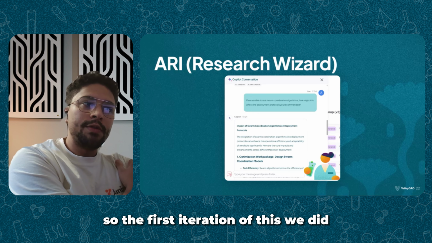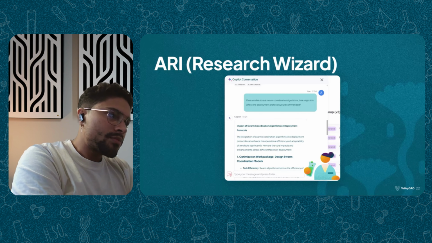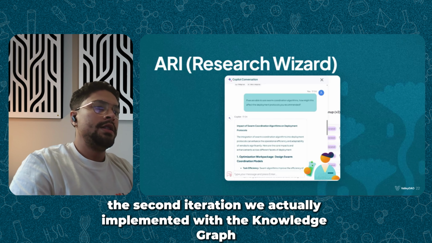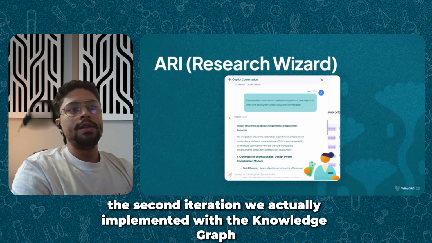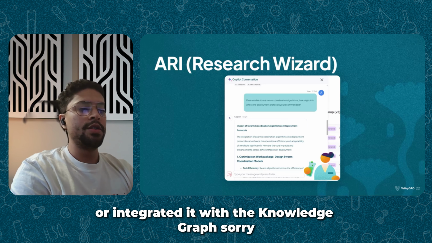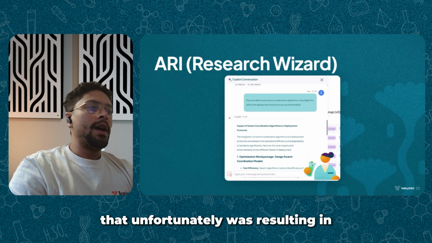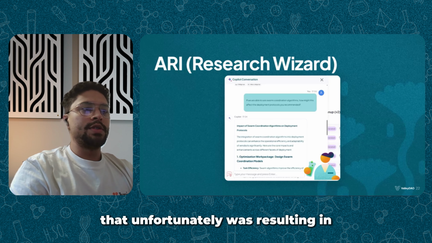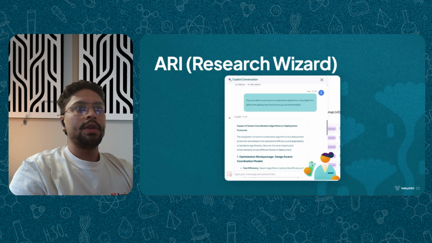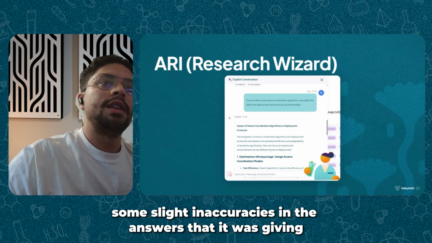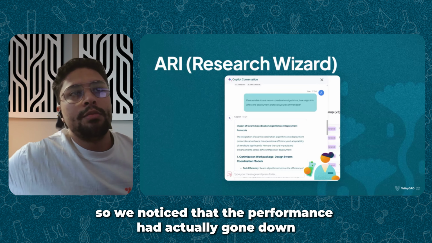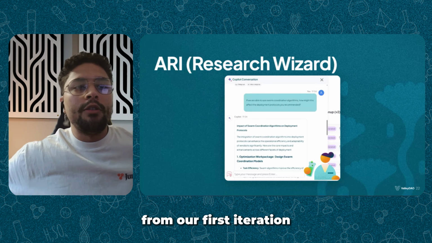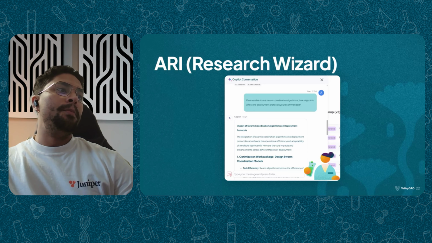So the first iteration of this we did with our own kind of architecture. The second iteration we actually implemented with the knowledge graph, or integrated it with the knowledge graph, sorry. That unfortunately was resulting in some slight inaccuracies in the answers that it was giving. So we noticed that the performance had actually gone down from our first iteration.